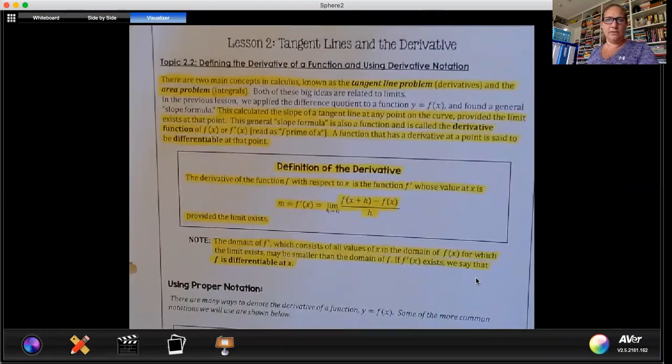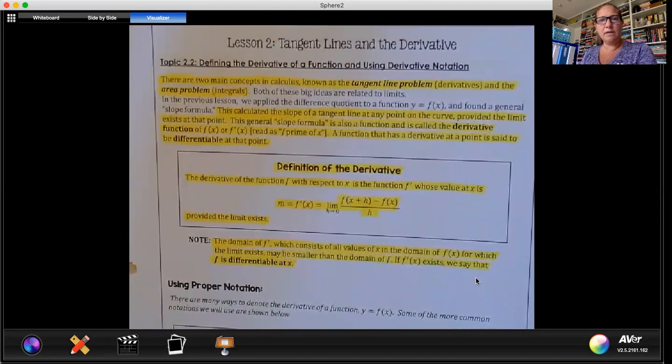All right, lesson 2, tangent lines and the derivative. There are two main concepts in calculus known as the tangent line problem, which are your derivatives, and the area problem, which are your integrals. Integrals will be the second half of the year where we kind of undo the derivatives that we've already found. So both of these big ideas are related to limits.